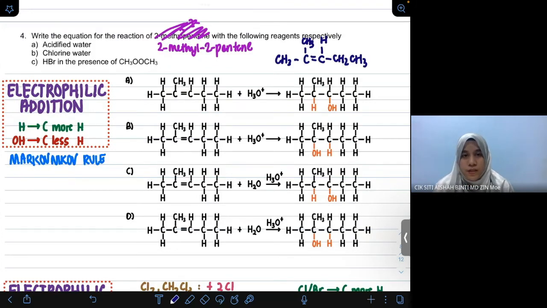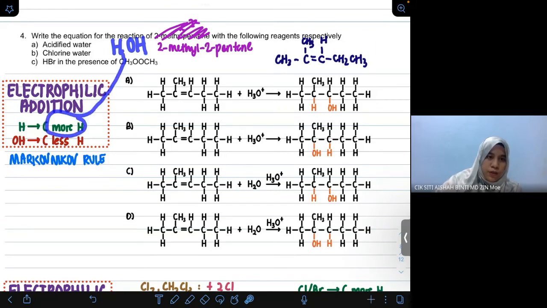Okay, so let's discuss it together. Okay, so from here, again, this is actually electrophilic addition reaction. Okay, so for the electrophilic addition reaction, mostly it will follow Markovnikov rule. So for the Markovnikov rule, electrophile will be added to the carbon with more H. In the case of acidified water, we're gonna add H dengan OH lah. Maknanya we will add our water itself. So in this case, hydrogen is added to the carbon with more hydrogen. OH is added to the carbon with less hydrogen.